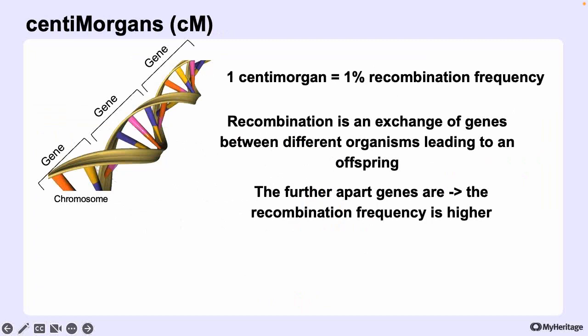Now, what is a recombination? A recombination is where there is an exchange of genes between two different organisms, between two different people, and that leads to an offspring, which is a very fancy term to say that two people got together and had a baby. Recombination means that the genes from person A and the genes from person B created together a new person that has the genes from A and B. And the further apart the genes are, the higher the recombination frequency. So the more centimorgans that we share with a person means the further related they are to us.